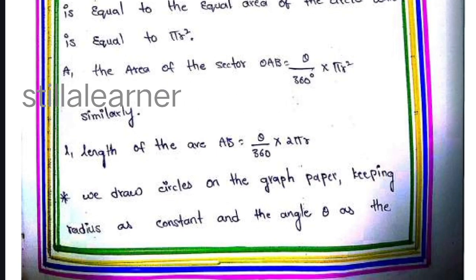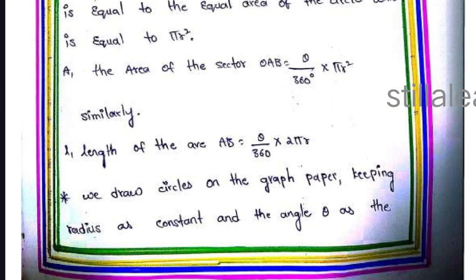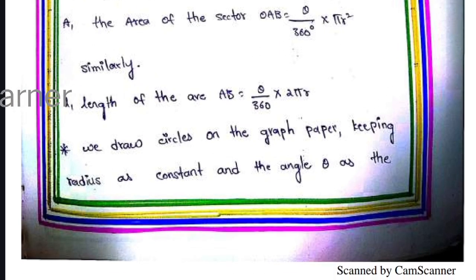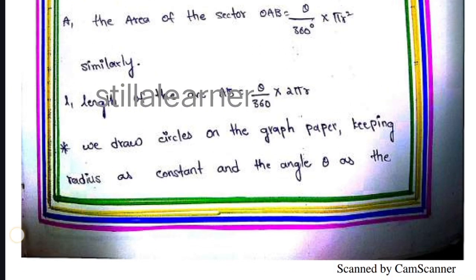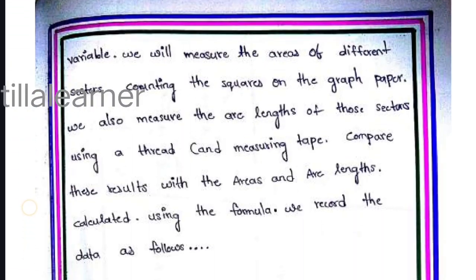Similarly, length of the arc AB is theta divided by 360 multiplied by 2 pi r. Then we draw circles on the graph paper, keeping radius as constant and the angle theta as the variable.